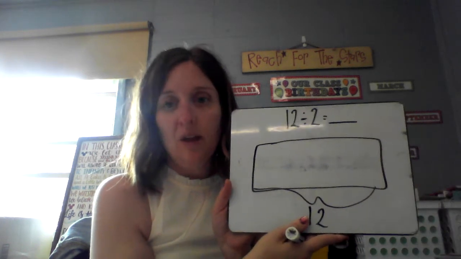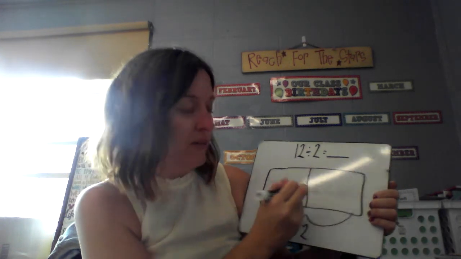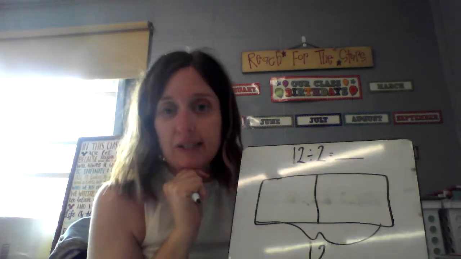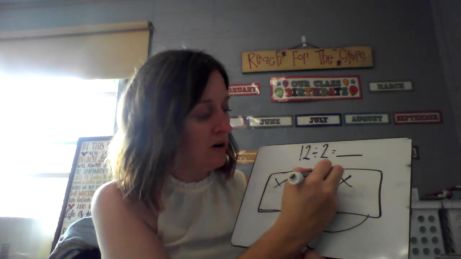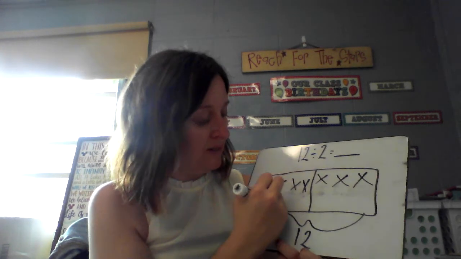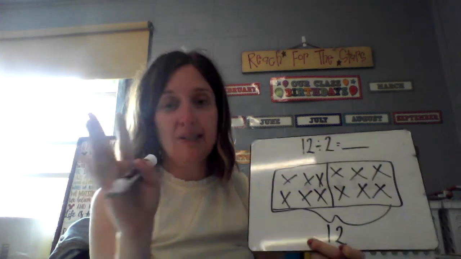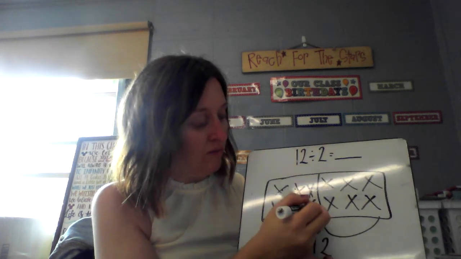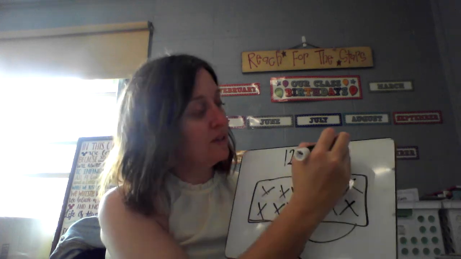I know that I'm dividing my 12, so I'm going to divide it into 2 equal groups. I look and say, okay, this is about halfway. There's my 2 equal groups. And now I'm just going to equally share until I get to 12 and see how many are in each group. 1, 2, 3, 4, 5, 6, 7, 8, 9, 10, 11, 12. And I stop because I'm at my total. So I can count and see that I have 1, 2, 3, 4, 5, 6 in each group, because 12 divided by 2 equals 6.